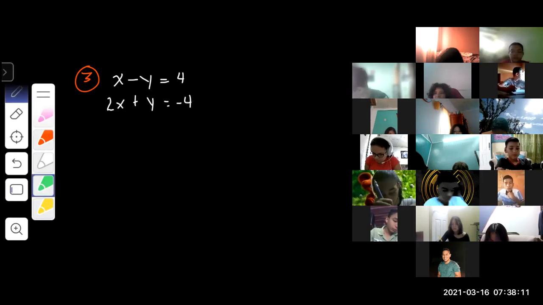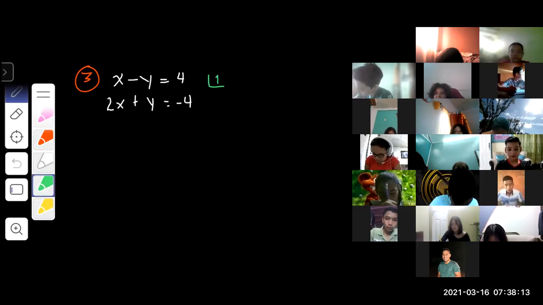Okay, let's have a look at this one. x minus y equals 4, 2x plus y equals negative 4. First of all, I'm going to have just one equation at a time. I'm going to say this is my first equation, and I'm going to work with that one. I'm going to copy it: x minus y equals 4.